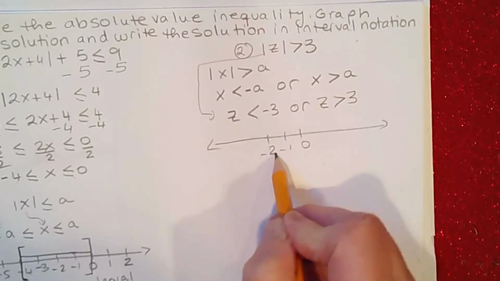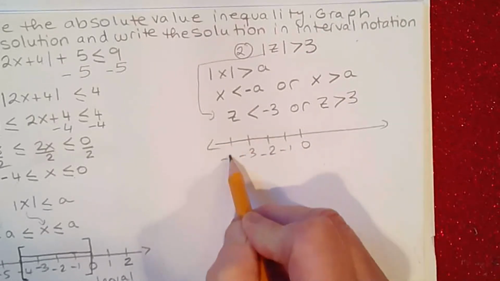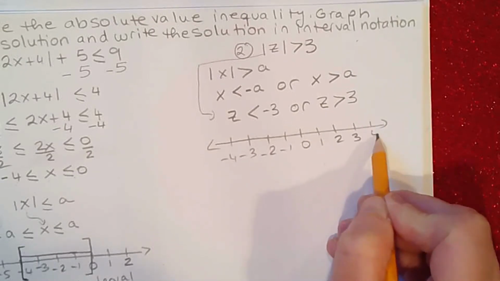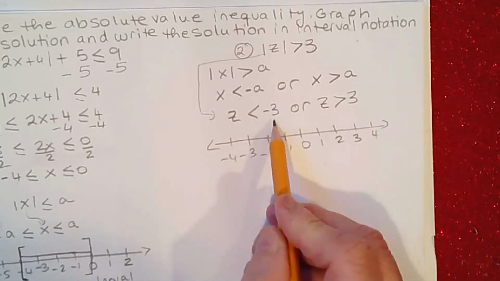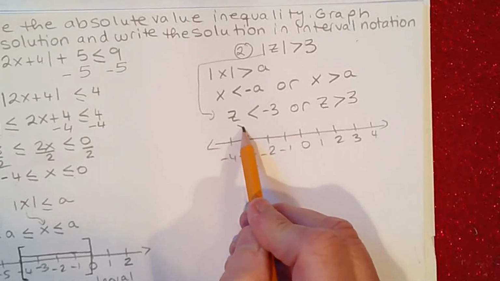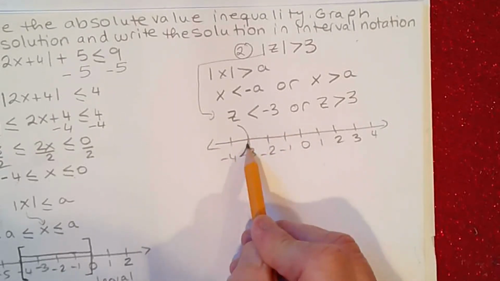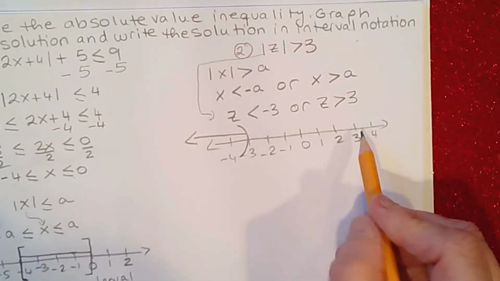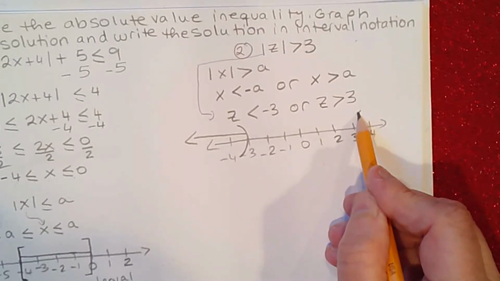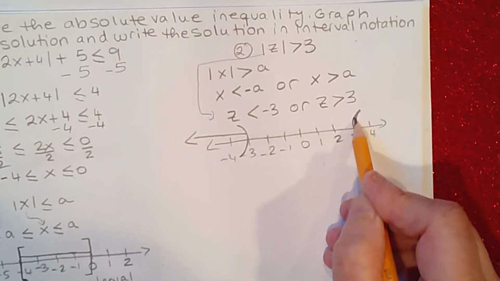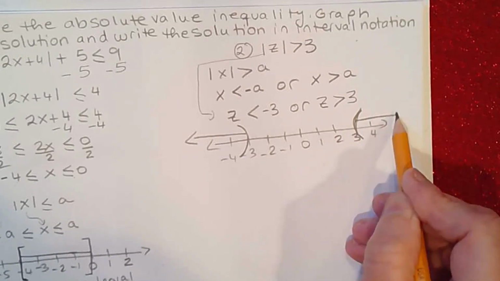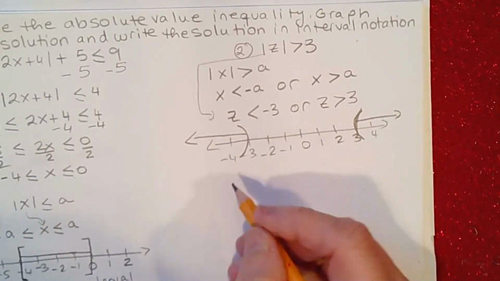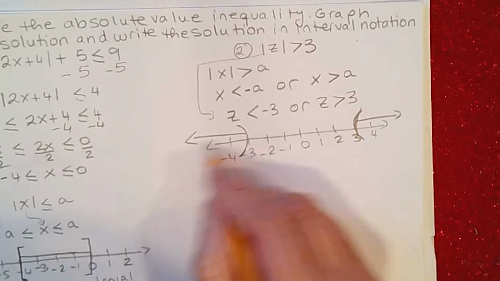That means they're both part of the solution. So it's either less than negative 3, negative 3 is not included, so we put parentheses, and anything to the left of negative 3, or greater than 3, again we put parentheses on 3, and anything to the right of the solution. Because it's or, both are part of the solution. So the solution is both here.